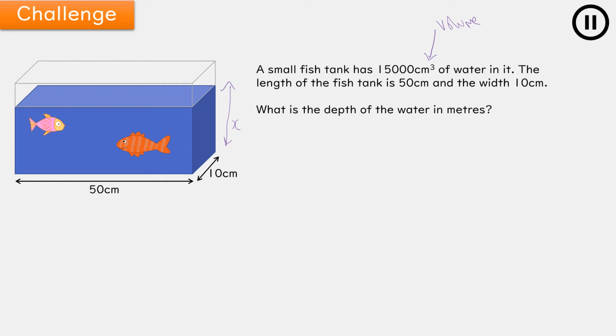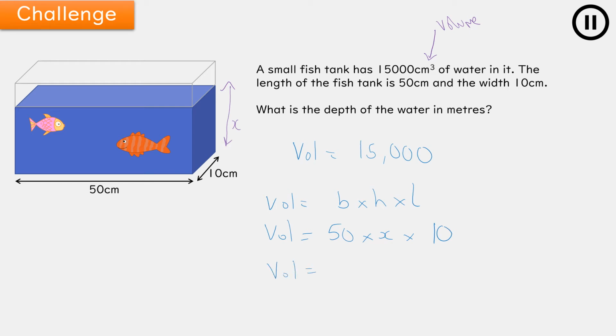So I know that the volume equals 15,000 centimetres cubed. It's told me that in the question at that top bit there. I also know volume equals base times height times by the length. What is the base, the height and the length? Let's have a look. The base is 50. The height is what we don't know. We're going to put that as x. And the length is 10, how far back it goes.